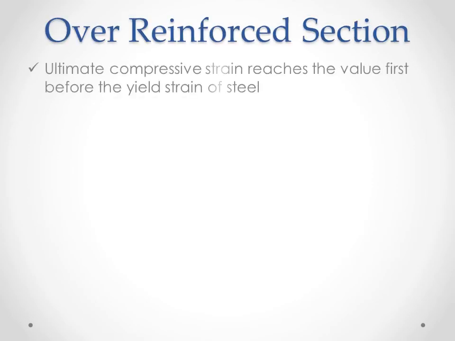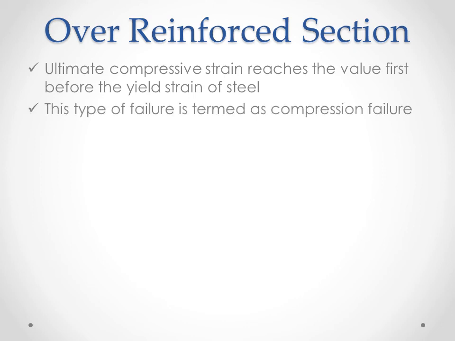Okay, this is the over reinforced section. Here the area of steel provided is in such a way that the ultimate compressive strain reaches the value first, before the yield strain of steel. Here compressive load is more. If compressive load is more, that means most of the load will be on the concrete and chances of cracking are more. So this failure is known as compression failure, and this failure happens without warning.